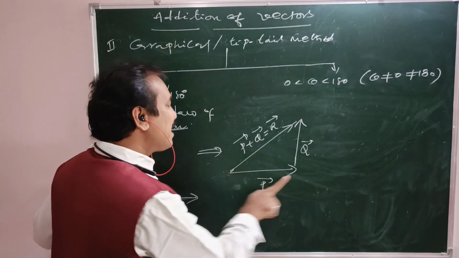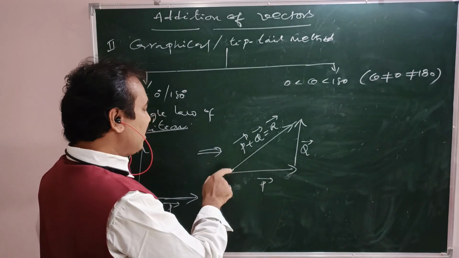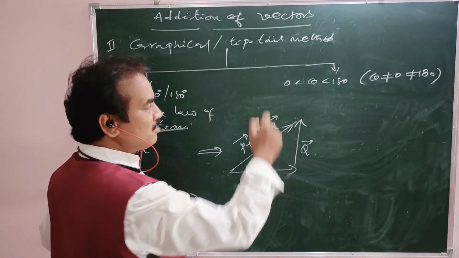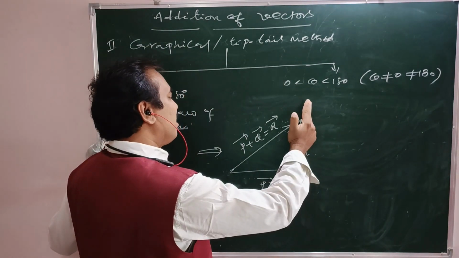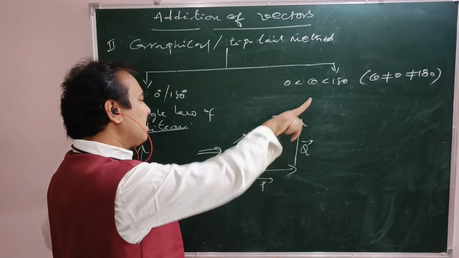These two are connected in the same order, like that. Head and tail are joined. Here, tail and head to head are joined. So these two are taken in the same order. Then this is taken in the reverse order.